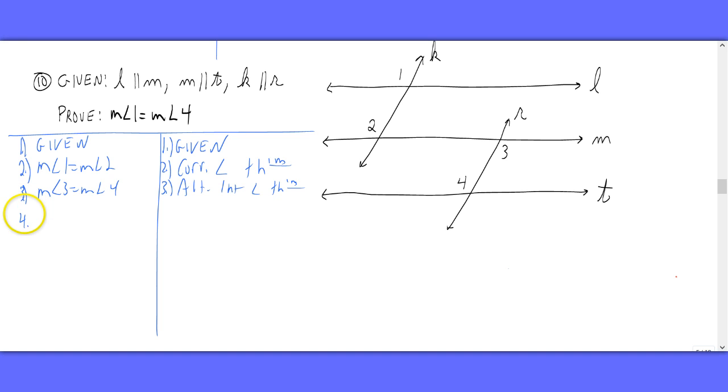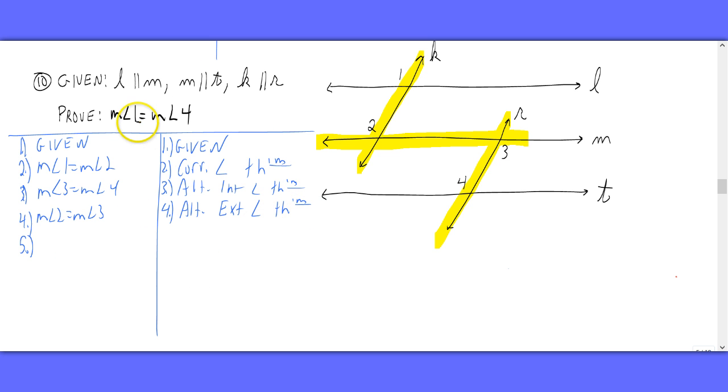Next, K is parallel to R, so this might be the hardest one of these to see. Here is K, here is R, here's the transversal that connects them together, and that creates angles 2 and 3. If we look at where they're located, they're outside of those parallel lines. One's above it, one's below it, so they're on alternating sides. So we can say that measure of 2 equals measure of 3, because parallel implies that those alternate exterior angles must be equal to each other. So this is the alternate exterior angle theorem.